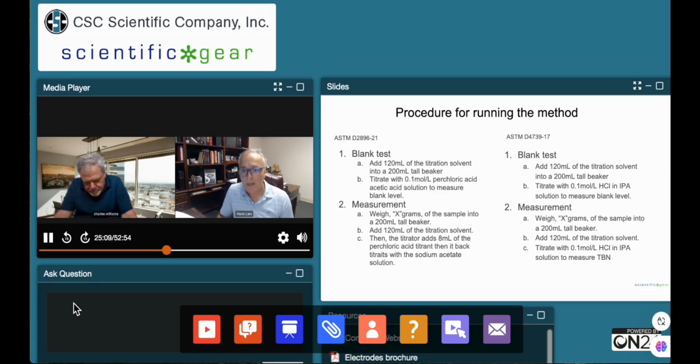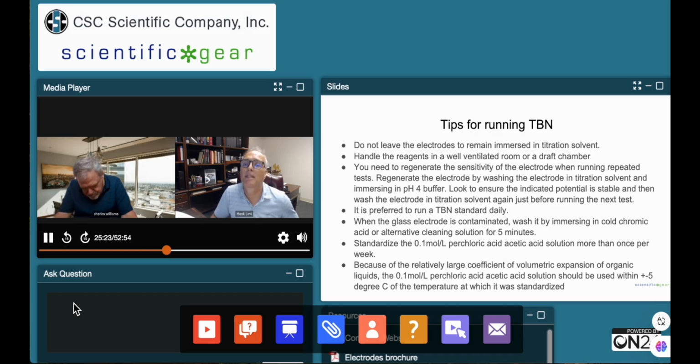Okay, let's go ahead and jump to the next slide here. Tips for running TBN. A lot of this is about the electrode, okay? But there's a couple comments in here that I think are good to talk about. But first thing, do not leave the electrode immersed in titration solvent. You've got to keep the health of the electrode in shape between tests because that's usually where things go bad. I don't think we put on here either, Charlie, you want to make sure that the filling solution is always filled and not down to the bottom.